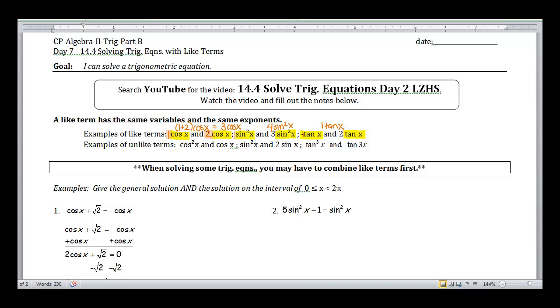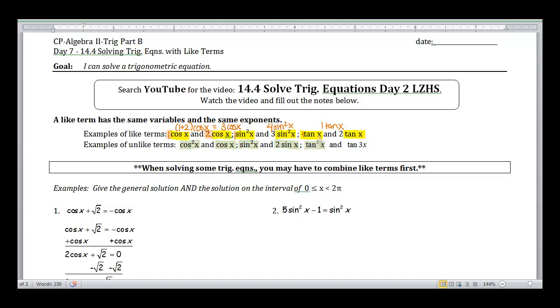Some unlike terms would be cosine squared and cosine x, because here we have a squared term, whereas this cosine function is only x to the first. Sine squared and 2 sine x, this sine still has a degree of 1. The sine squared is a degree of 2. Even though the coefficient is 2, these are unlike terms.